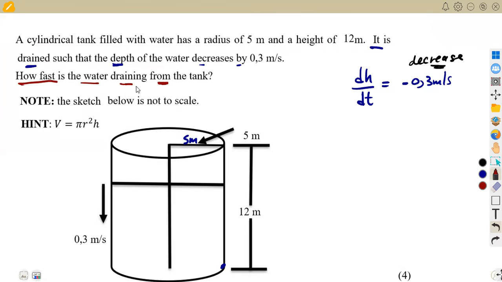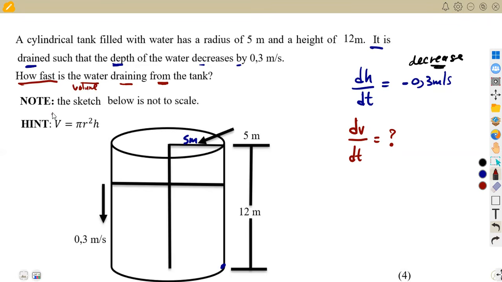The question now is, how fast is the water draining from the tank? Meaning we're talking about the volume of water draining. That is, we are talking about V with respect to t in this case. How fast is this going to change? So we are talking about dV/dt, the volume of water with respect to time.